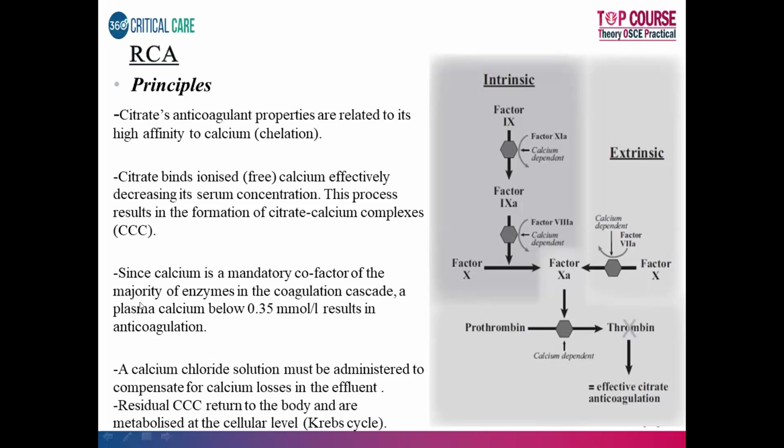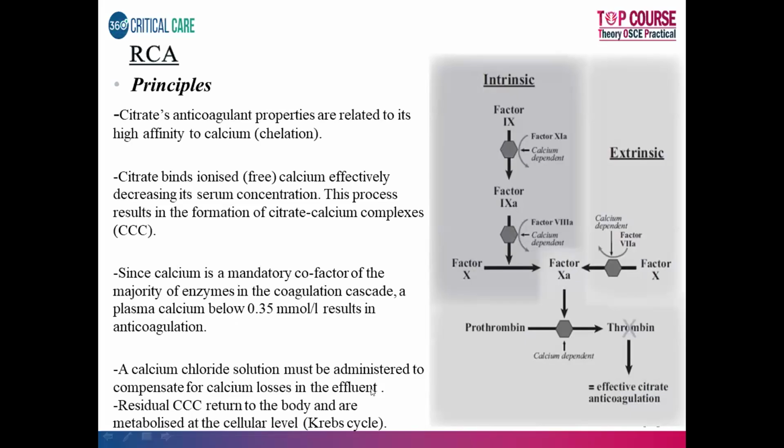Okay. So since calcium is a mandatory cofactor of the majority of enzymes in the coagulation cascade, you should maintain the plasma calcium level below 0.35 millimoles per liter to have an effective anticoagulation by the citrate. I'll come to how to monitor later. So as I told, a calcium chloride solution must be administered to compensate for the calcium losses in the effluent.